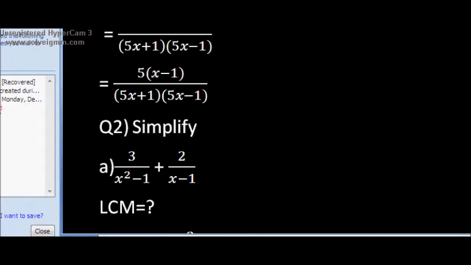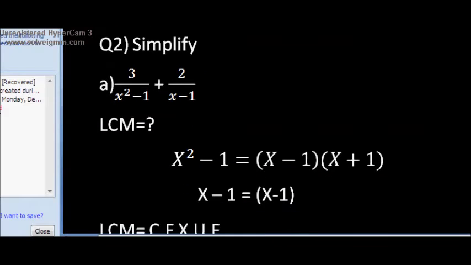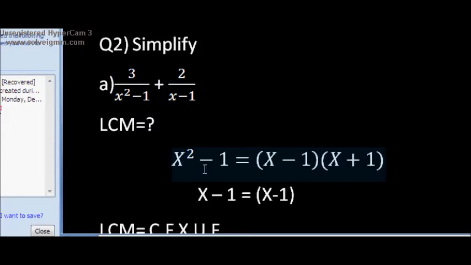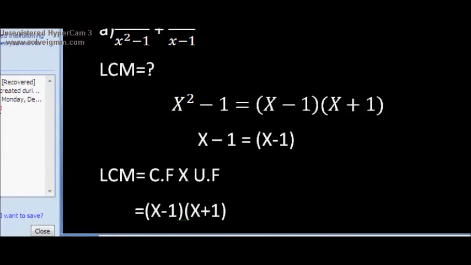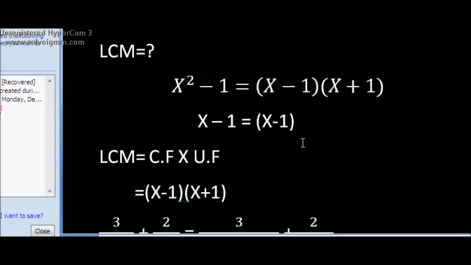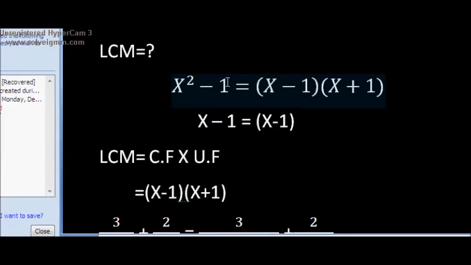Question number 2, simplify. Here again we have double denominators, x square minus 1 and x minus 1. So first of all, you will find the LCM of these denominator terms. So x square minus 1, by identity number 3, equals x minus 1 into x plus 1. And in the second fraction, your denominator term is x minus 1 and its factor will remain as it is, x minus 1. Now you want to find the LCM of these two expressions, x square minus 1 and x minus 1.